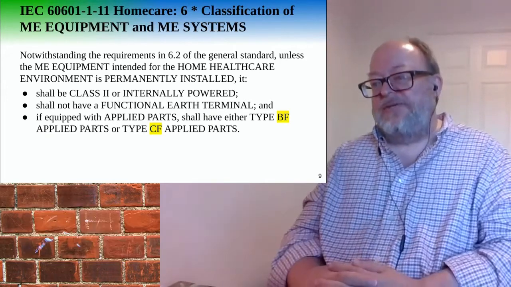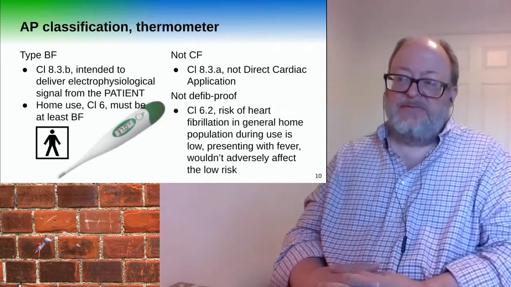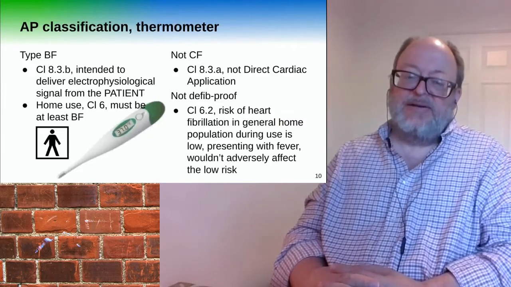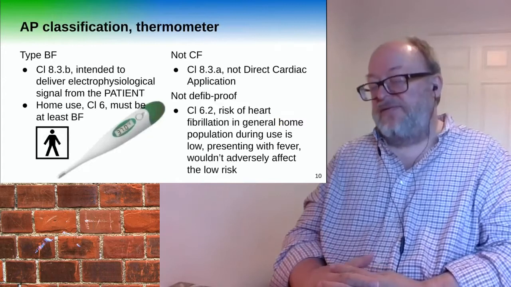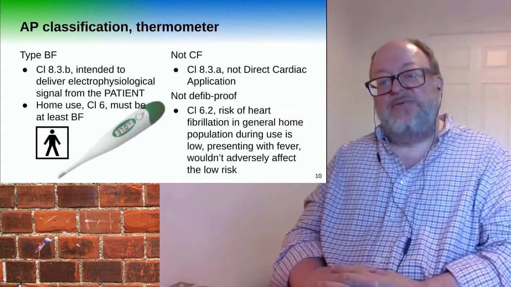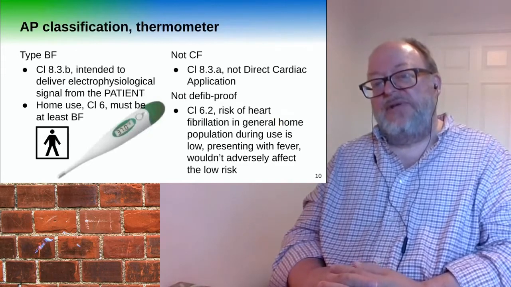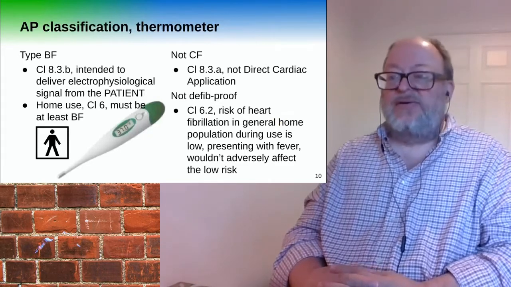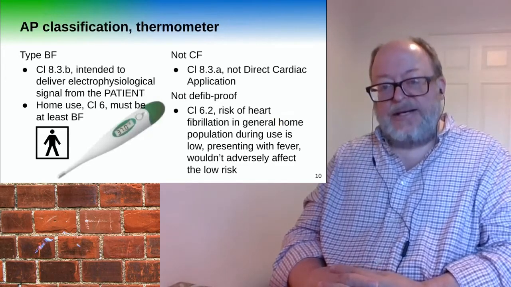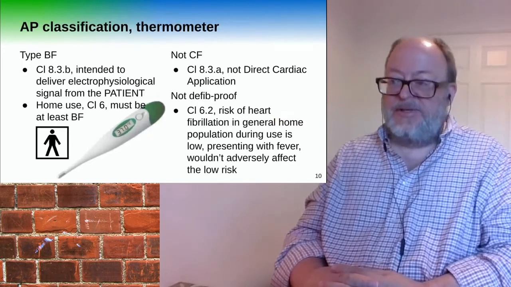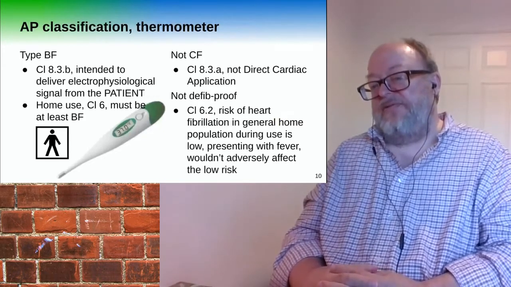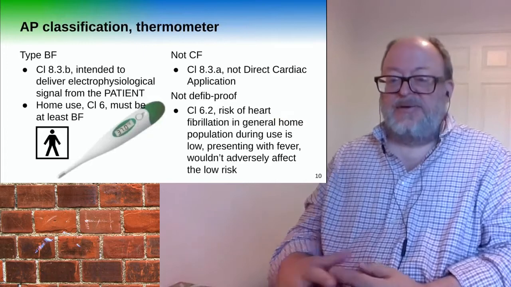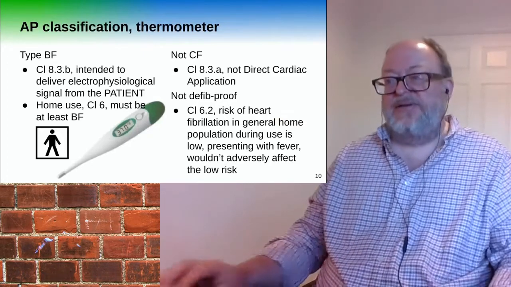So in summary, if we had to classify the applied part of our thermometer, we'd see that 8.3b does in fact mandate BF or CF, and the home use would mandate BF or CF. We don't need CF. It's not a direct cardiac application, so we're not going to worry about that. We don't need defib proof. It would be a rather remote probability that somebody would need heart defibrillation treatment while getting their temperature taken.